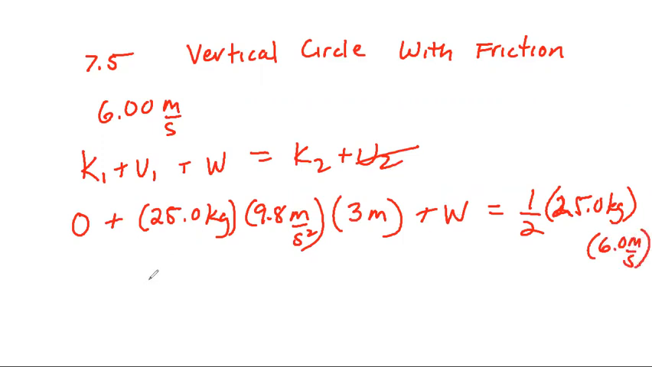And we're going to get, let's see, I have to crank this out. Okay, we're going to get that the work done by friction is negative 285 joules. Is that the work done by him on the friction force? There we go. So that's the work done by him on the friction force.